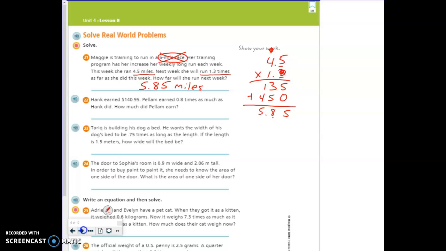All right, how about problem number 22? Hank earned $140.95. Pelham earned 0.8 times as much as Hank did. How much did Pelham earn? So again, even though Pelham will earn less than Hank, we still are doing this as a multiplication problem, again, because we see 0.8 times. So as we go over here to the side to work this problem out, now this is a really unique one in a sense, guys, that this is a 5-digit number times a 1-digit number.